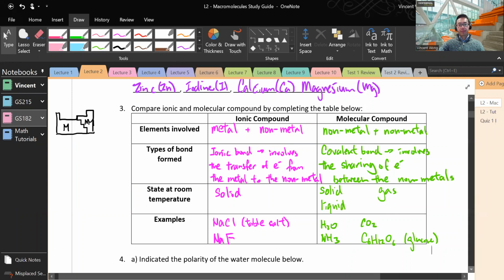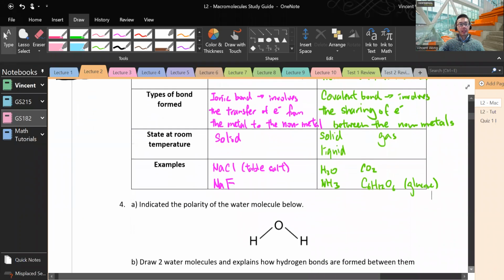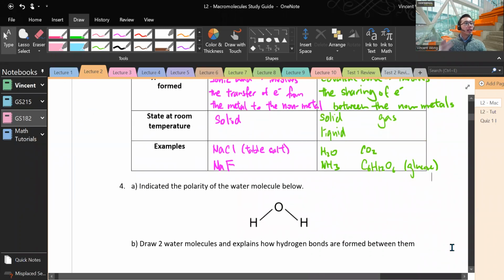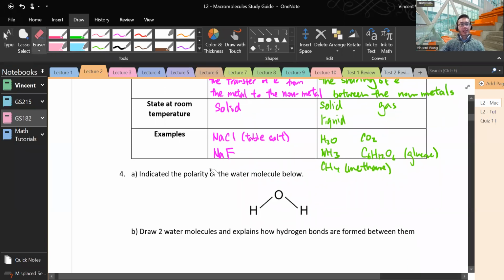All right, moving on. Natalia asks, is CH4 a molecular compound? Yes, CH4 is a molecular compound. That is methane, right? Methane gas. Very good. Okay, next one.